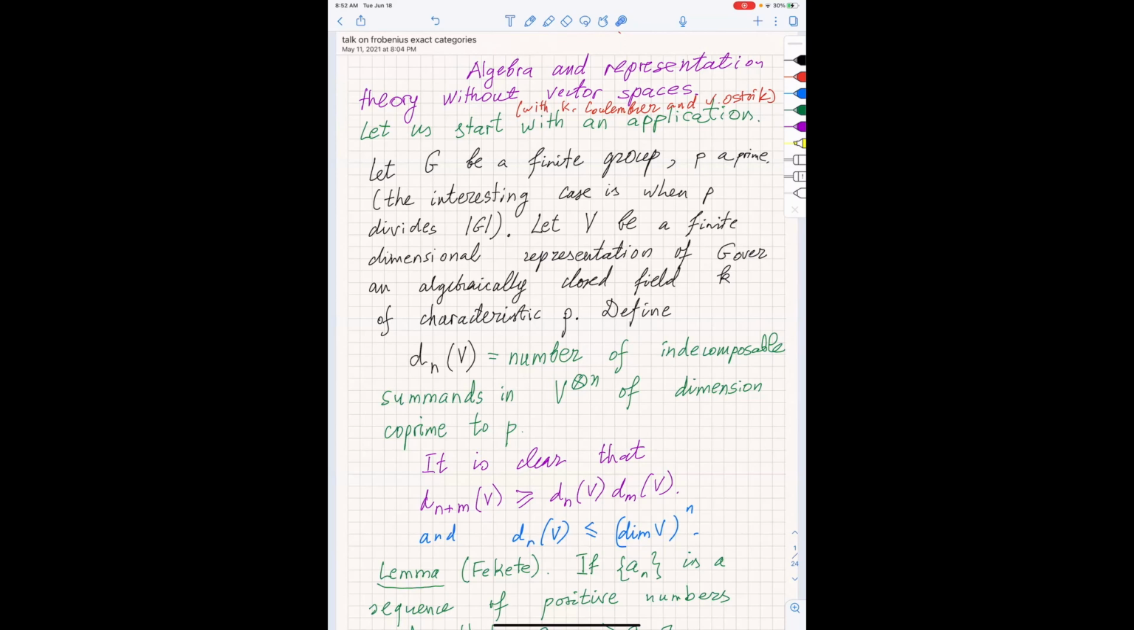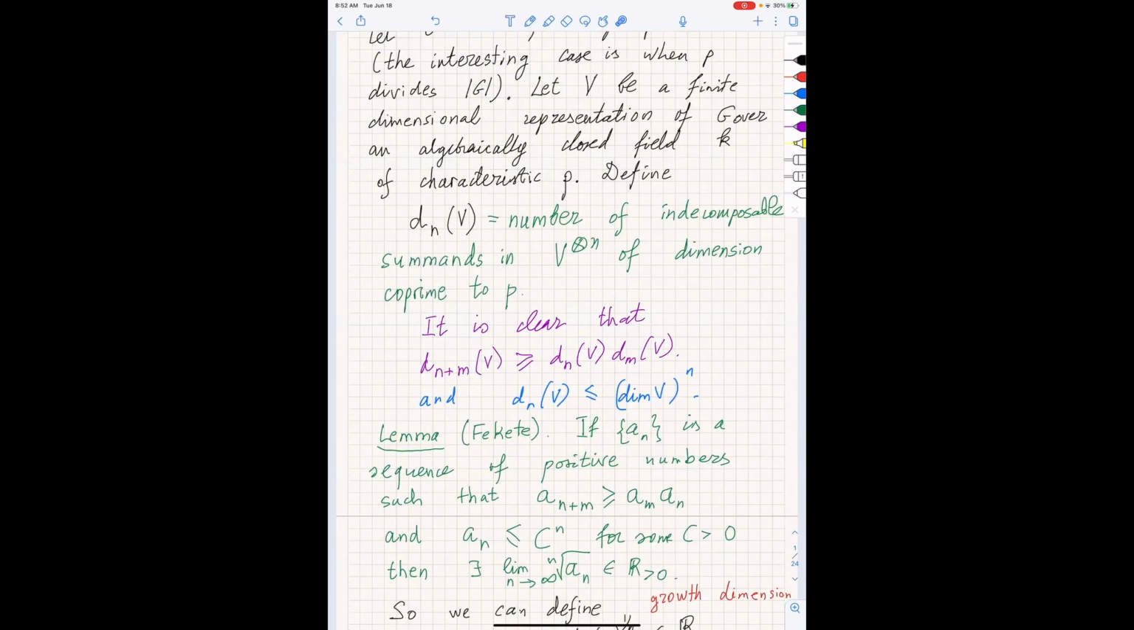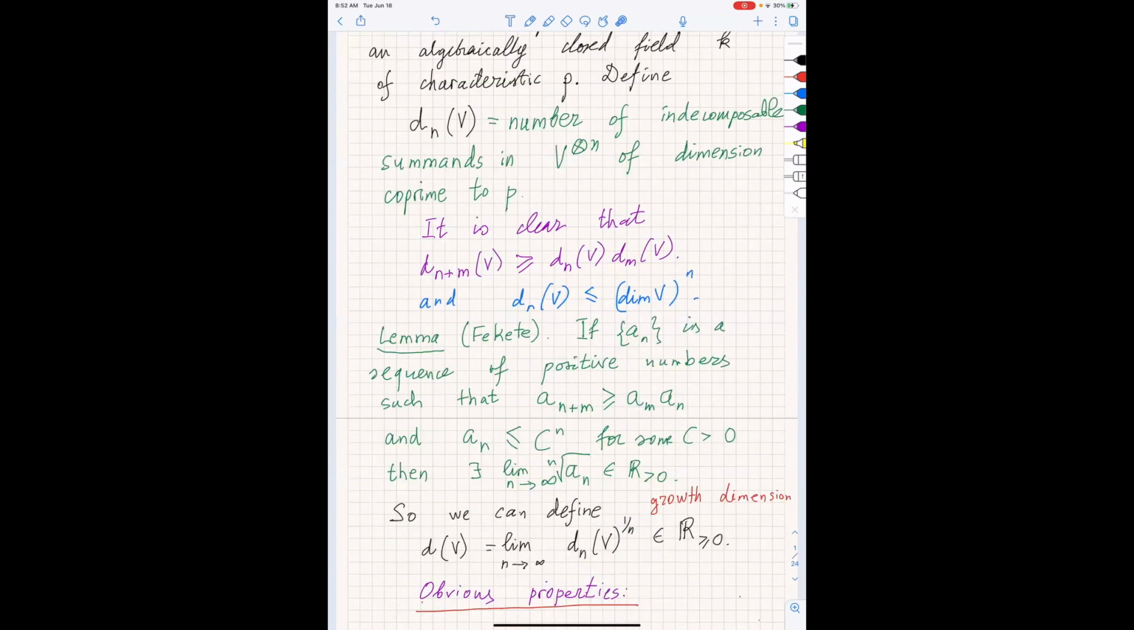And now to define the invariant I want, I will recall a lemma from elementary analysis, which is called the Fekete lemma. It is often used in the theory of tensor categories, Grothendieck rings, and so on, Green rings. It says that if you have a sequence of positive numbers which is super multiplicative, and if it is bounded by an exponential function, then the nth root of a_n has a limit, which is a positive real number.